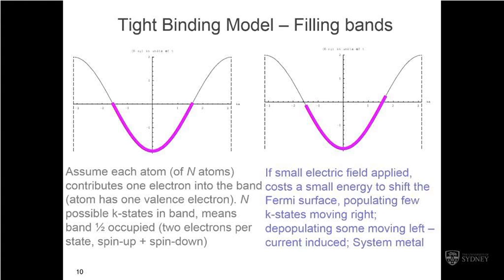Now, if we apply an electric field to a solid that has this kind of band, these electrons experience a force, and it causes them to shift to the right here. So the states just above the Fermi level become populated, and the electrons on this side of the band become slightly depopulated. That's what happens if you have that kind of band and you subject it to a small electric field.